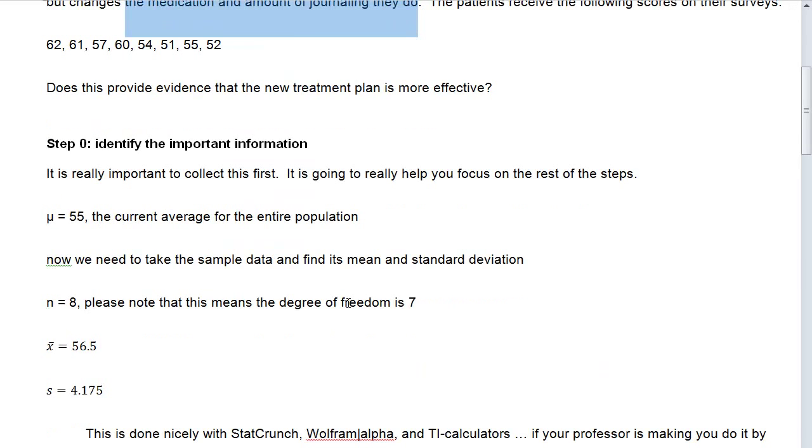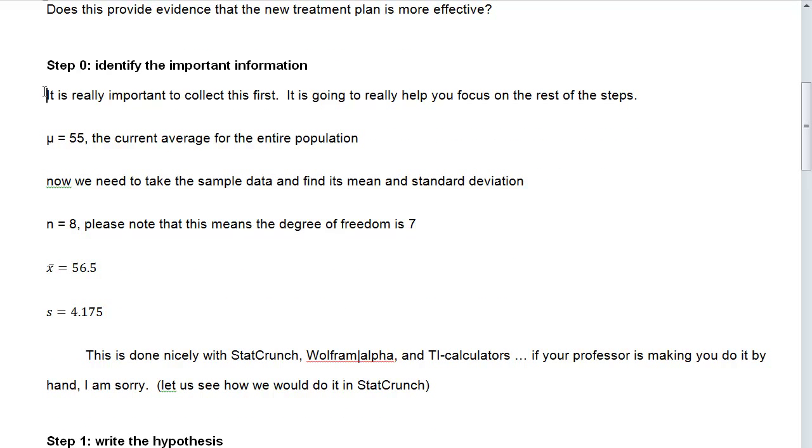All right. So step 0 is identify the important information. And this is really your reading comprehension. It is really important to collect this first. It is going to really help you focus on the rest of the steps. Right? And so mu being equal to 55, that's the current average for the entire population, for the psychologist's practice.